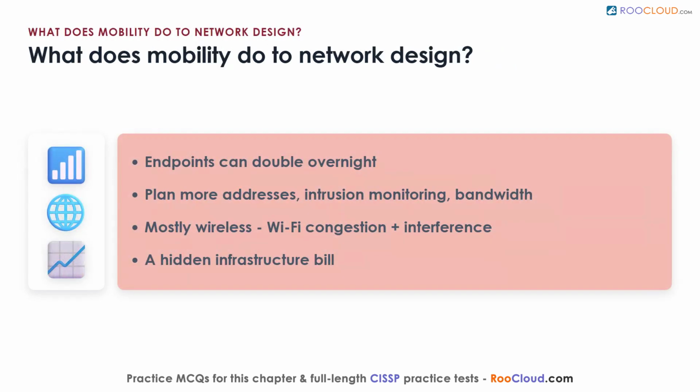What does mobility do to your network design? It can strain everything. If every worker brings a device, the number of endpoints on your network can double overnight, forcing you to plan for more addresses, more intrusion monitoring, and more bandwidth. Most of these devices are wireless, so your Wi-Fi has to handle real congestion and interference. In short, the convenience of mobility carries a hidden infrastructure bill. Think of adding a second rush hour to a road that was already busy. Without new lanes, everything slows to a crawl.